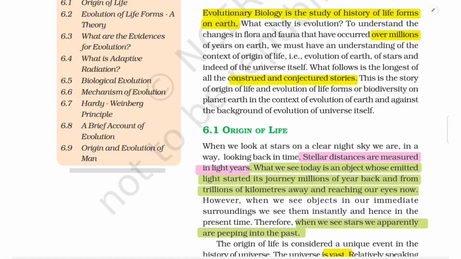What follows is the longest of all the construed and conjectured stories. This is the story of origin of life and evolution of life forms or biodiversity on planet Earth in the context of evolution of Earth and against the background of evolution of universe itself.